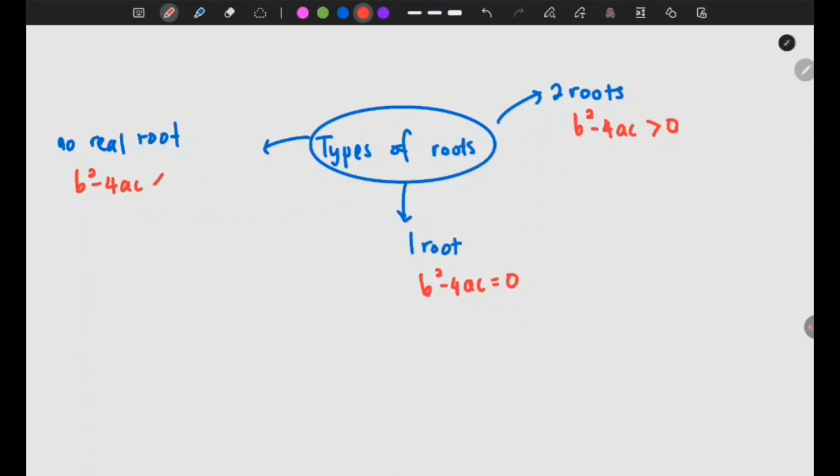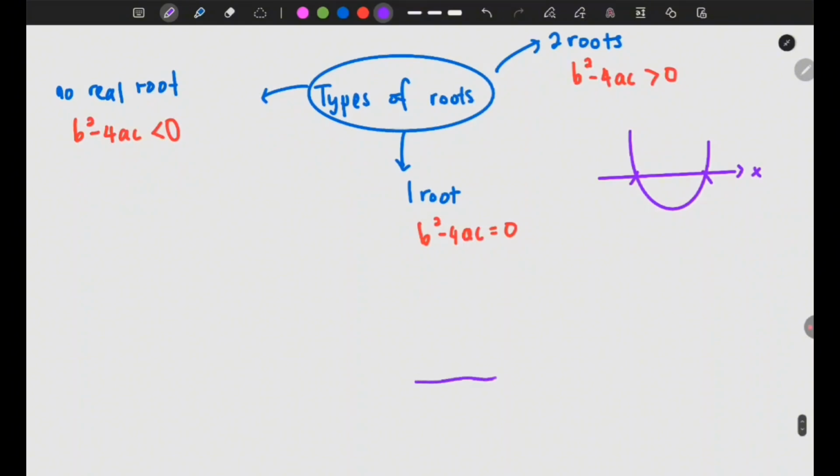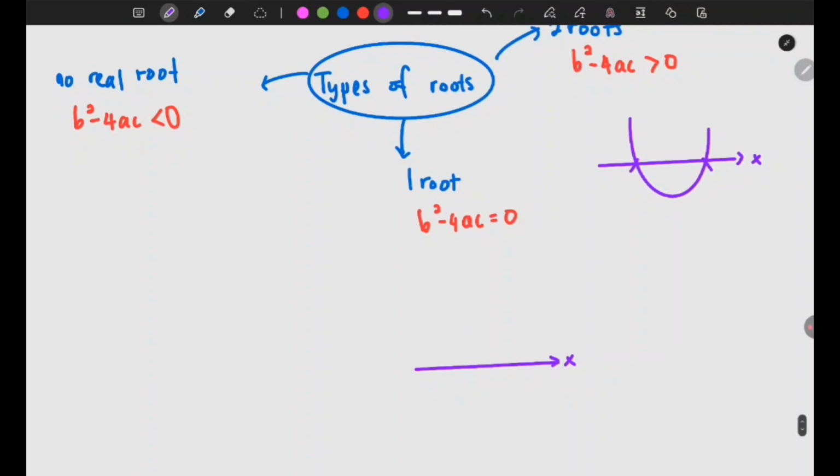So let's just say this is my x-axis. If two roots, it will definitely touch at 2 points. So there are two roots that intersect. That's why it's called two real roots. One root means it's just touching at 1 point. It intersects the x-axis at 1 point only. Something like this. So you can see it touching 1 point.